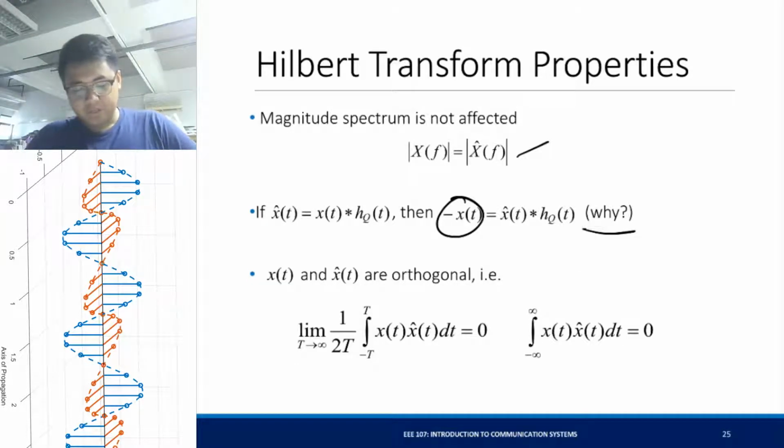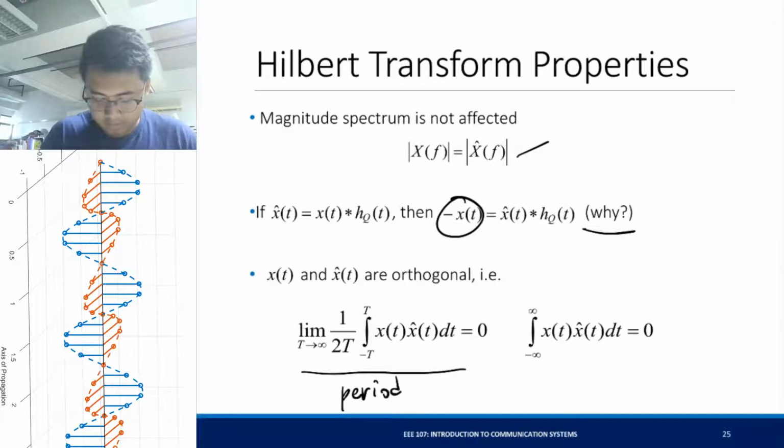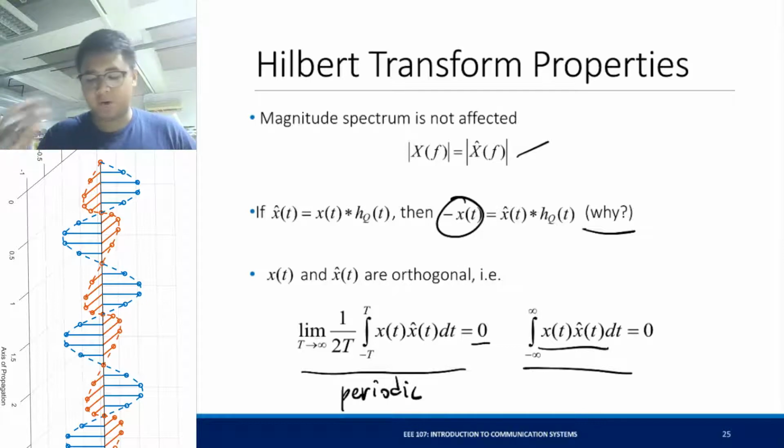And your x and x hat of t are orthogonal. What does that mean? If we get the integral of these two, if it's periodic, then that will result in 0. Similarly, if it's a periodic signal, then if we get the integral of their product, integrating from negative infinity to positive infinity, you'll also get 0.